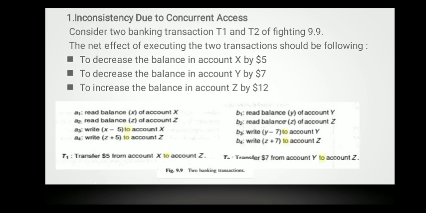Another is inconsistency due to concurrent access. Consider the two banking transactions T1 and T2 shown in figure 9.9. The net effect of executing the two transactions should be the following: decrease the balance of account X by $5, decrease the balance of account Y by $7, and increase the balance of account Z by $12. T1 transfers $5 from account X to account Z, and T2 transfers $7 from account Y to account Z.